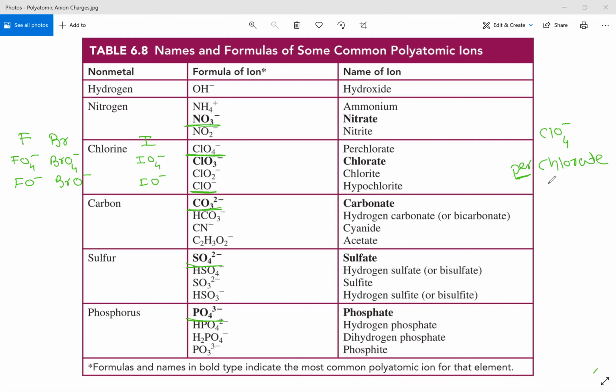So now if we come up with one less oxygen, instead of ClO4, if we come up with ClO3 minus, what should be the name of this compound, or what should be the name of this anion? We are first going to get rid of this prefix, because now it's not an extra oxygen. So now this anion is going to be called chlorate.